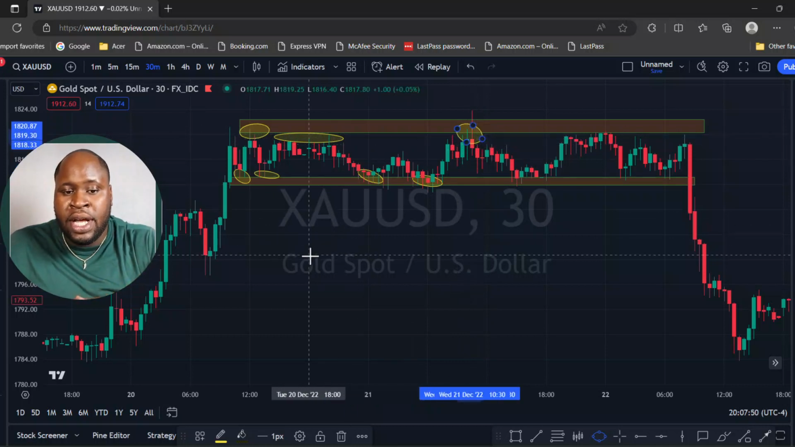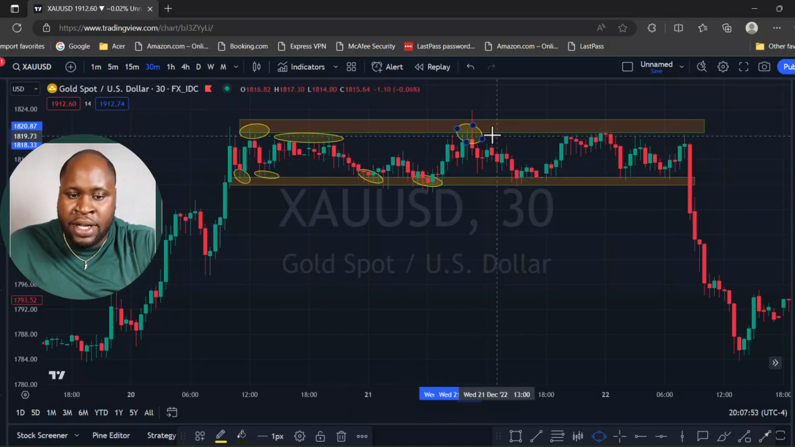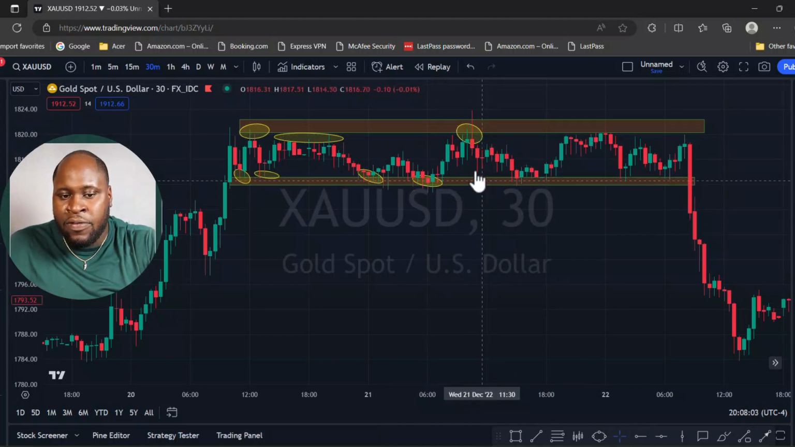And guess what? Once it got to this area of resistance, yes, price did wick all the way up here, but it did not close up there. It closed back down here. That could have been another entry to take price down sell side and capitalize on that sell. That would have been another entry.